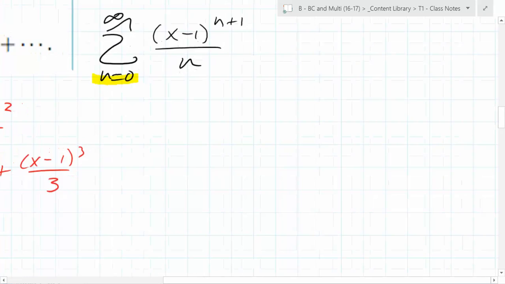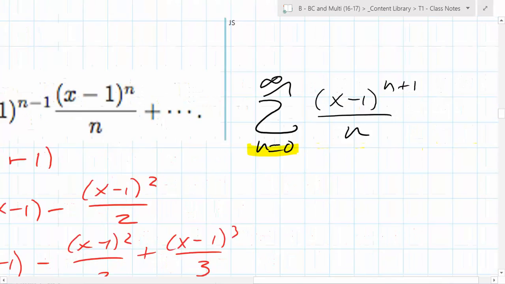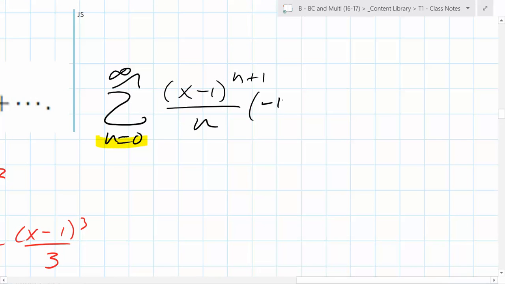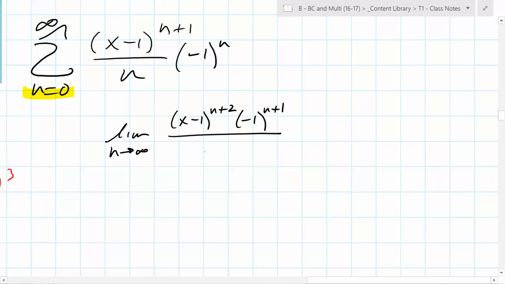Okay, so if we wanted to run the ratio test on this, you don't have to make that alternating. Oh, and it's what? Alternating. Yes, it is. Oh, I keep forgetting the alternating. I don't know what I have against alternating. Oh, I like alternating. Okay, so we're going to do the limit as n goes to infinity. What's the next term? (x minus 1) to the n plus 2 times negative 1 to the n plus... we're adding 1 to it. The next term all over what?